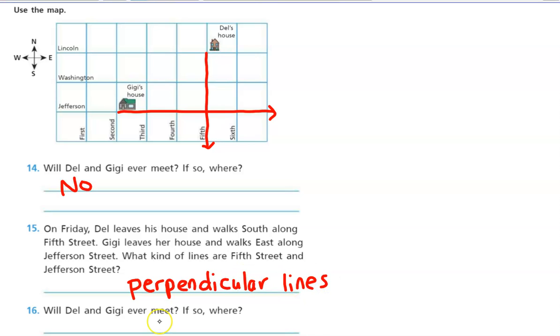And then it says, will Dell and Gigi ever meet? If so, where? And you can see right here that they're going to meet at 5th and Jefferson. So yes, and they will meet at 5th and Jefferson. Kind of on that corner right there.